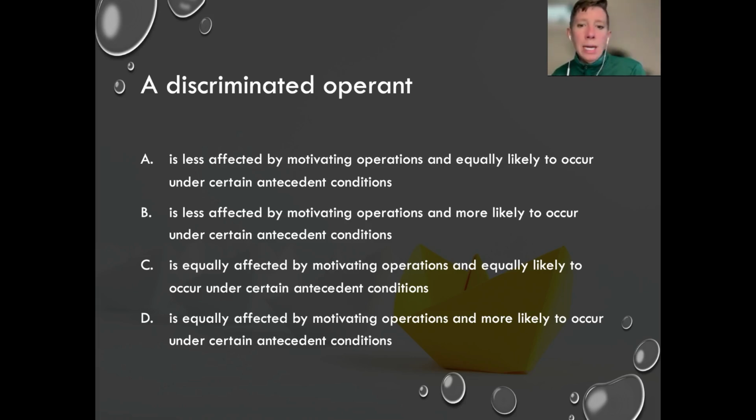A discriminated operant A, is less affected by motivating operations and equally likely to occur under certain antecedent conditions. B, is less affected by motivating operations and more likely to occur under certain antecedent conditions. Or C, is equally affected by motivating operations and equally likely to occur under certain antecedent conditions. Or D, is equally affected by motivating operations and more likely to occur under certain antecedent conditions.